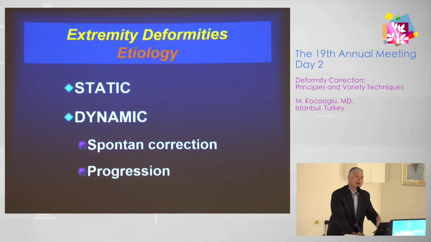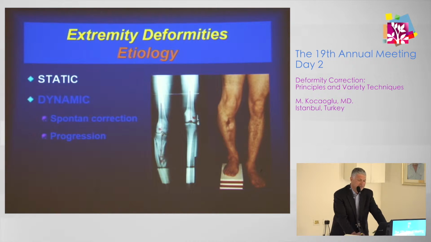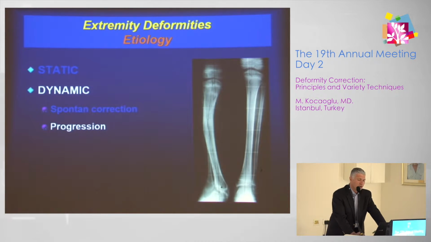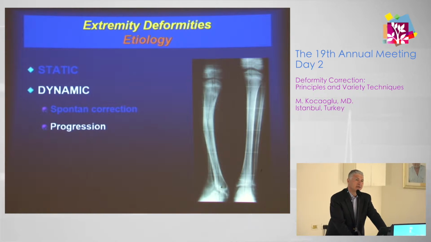The deformity can differ in its etiology. It can be static or dynamic. Look at this: this is a static deformity, a post-traumatic deformity, or it can be dynamic, which can be corrected spontaneously, like a posteromedial angulation of the tibia, or it can be progressive, like an anterolateral curved CPT-like deformity in the tibia.